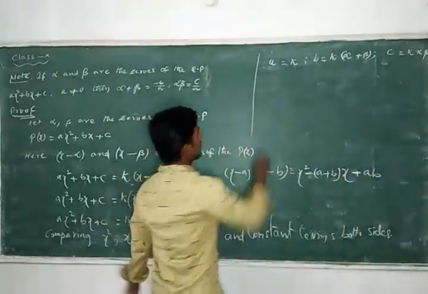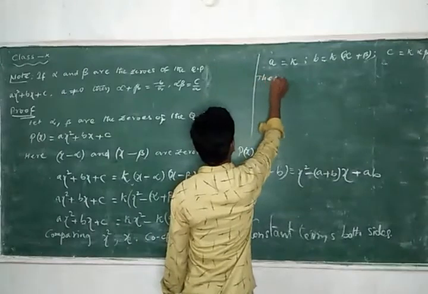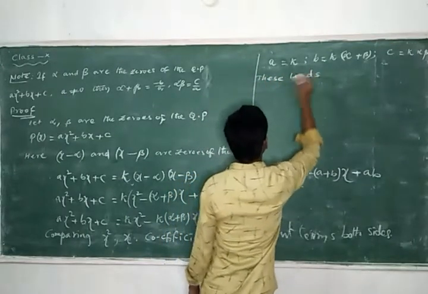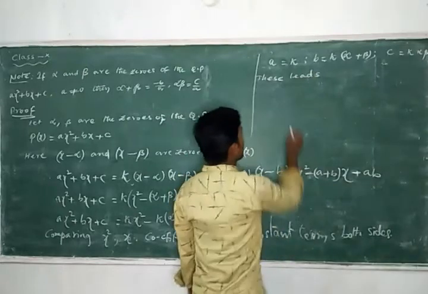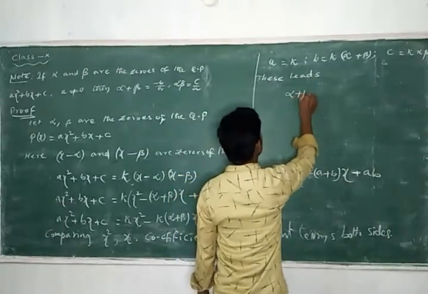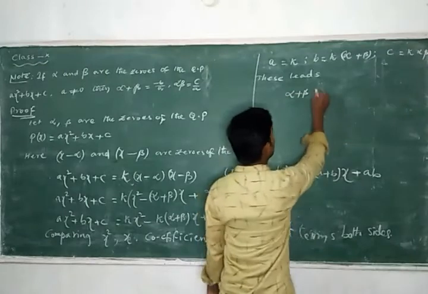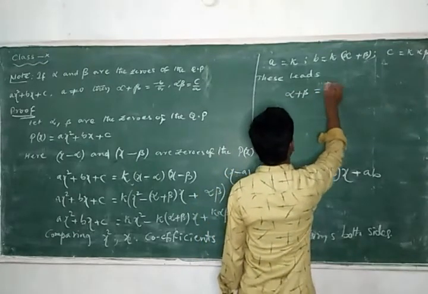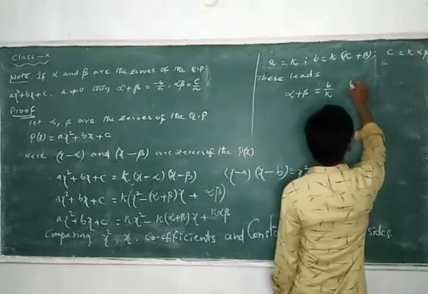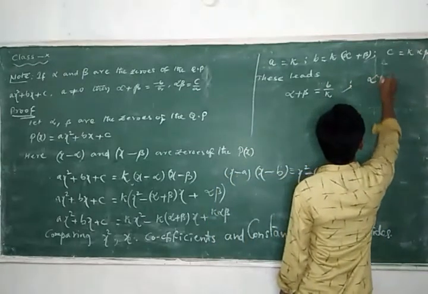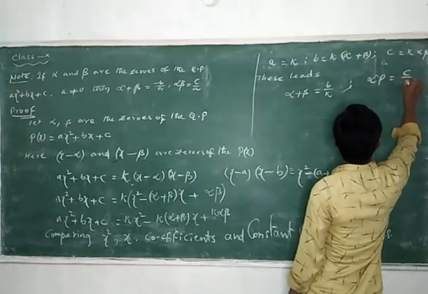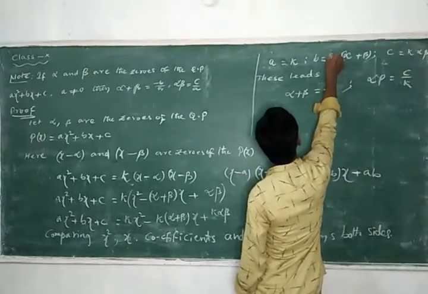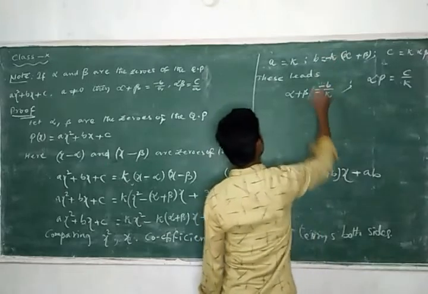Now this leads to alpha plus beta is equal to b by k, and alpha beta is equal to c by k. So you can find here minus b by k.